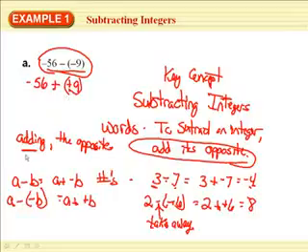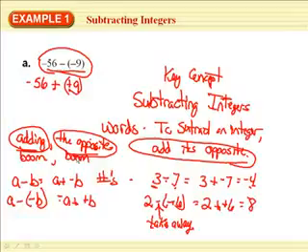Now in my brain I kept hearing, adding the opposite, adding the opposite. And in my head I heard boom, boom. So whenever I came across a subtraction problem that was unfriendly to me, I would do what I called boom, boom. The first boom is changing the minus to an adding. The second boom is making the next number the opposite of what it was.